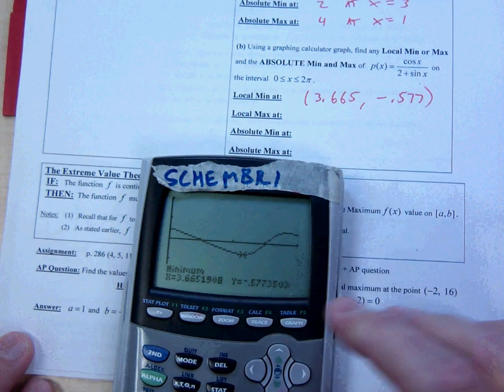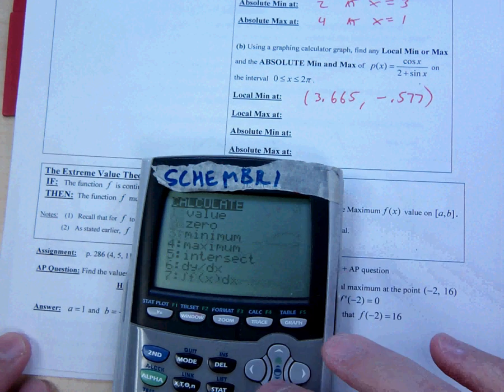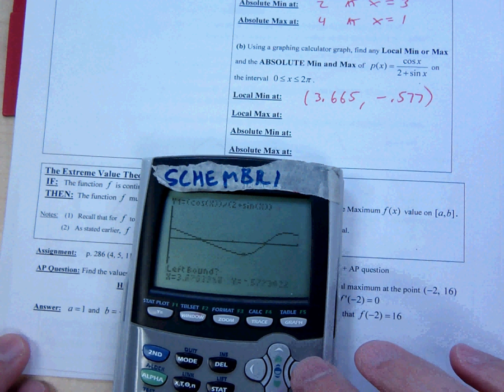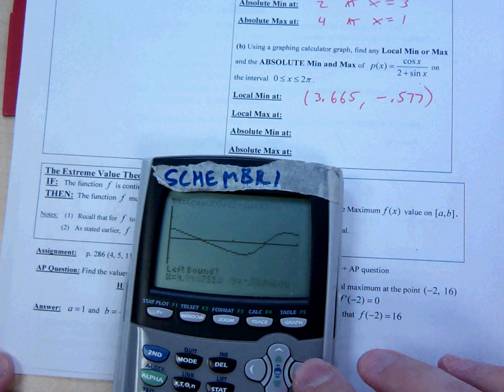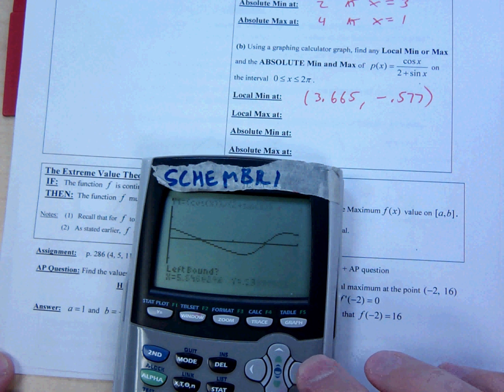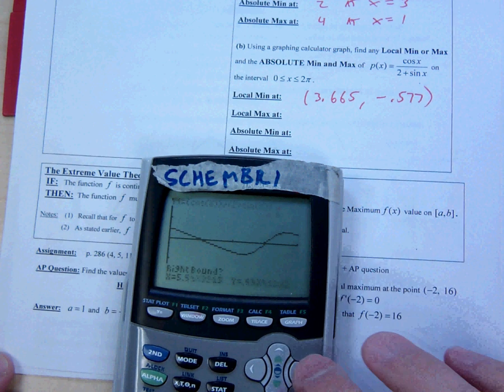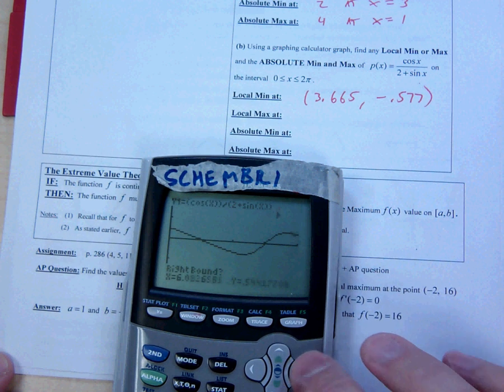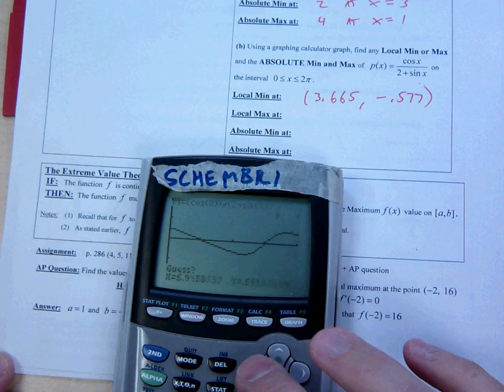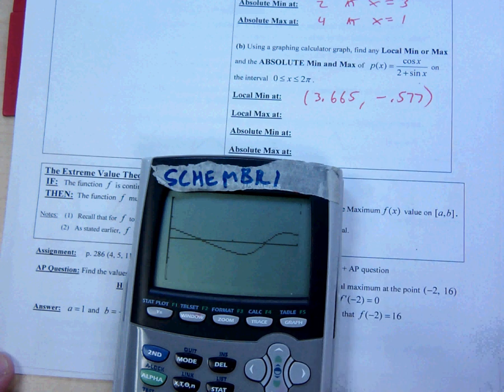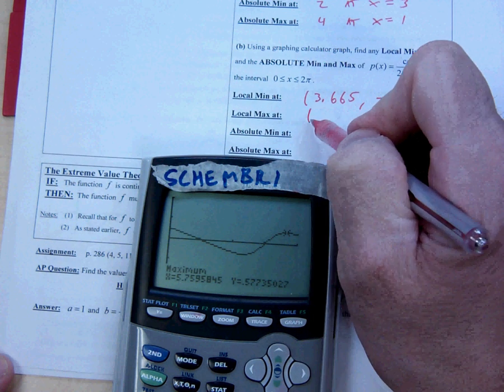Okay, do it again. Second, trace, this time maximum, right? Okay, set my left bound right about there, hit enter, go past the point for the right bound, hit enter. On guess, move to the top and hit enter. Okay, so there's my hill or local max.